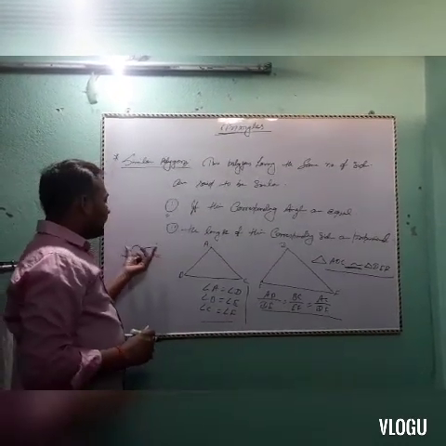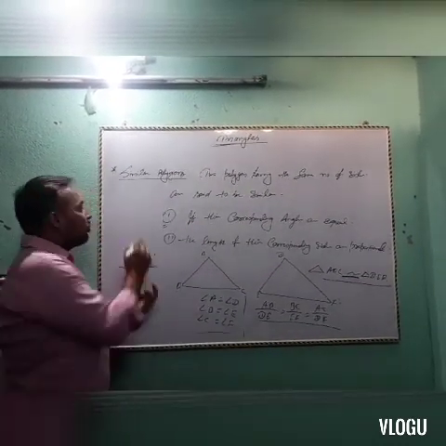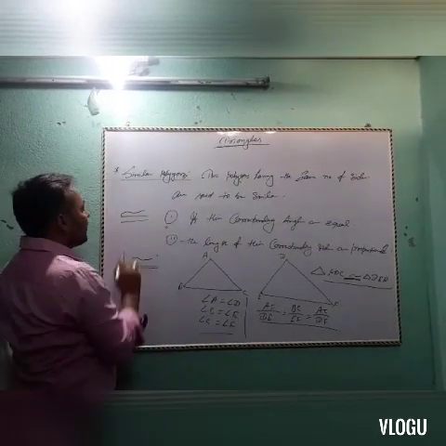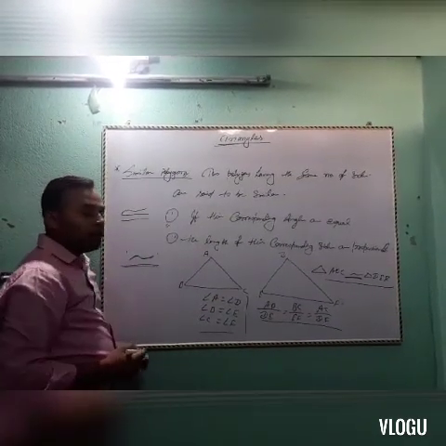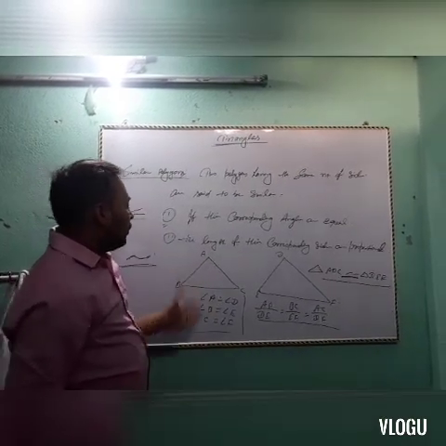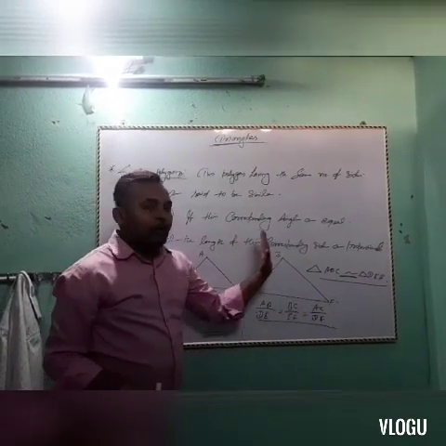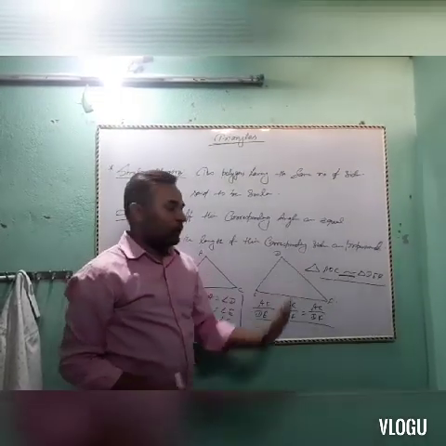This is the symbol of similar. Just like the symbol of congruent, in the same way this is the symbol of similar. Two polygons are said to be similar. Is it clear?